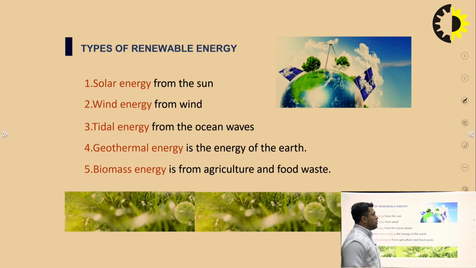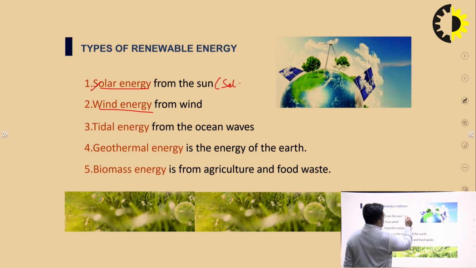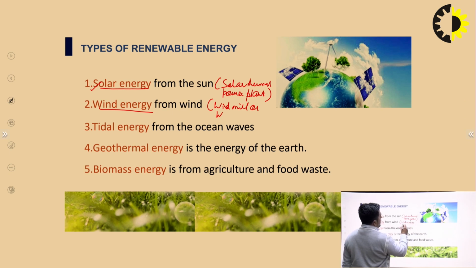And what are the different types of renewable energy sources? Number one is solar energy, because we are totally focusing on solar energy. So for renewable energy, the first energy which comes to mind is solar energy, the energy available from the sun. Then the other is wind energy, energy from the wind. For solar energy, we have seen the solar thermal power plant. Then for wind, we have seen the windmill, or a number of windmills in a wind farm.